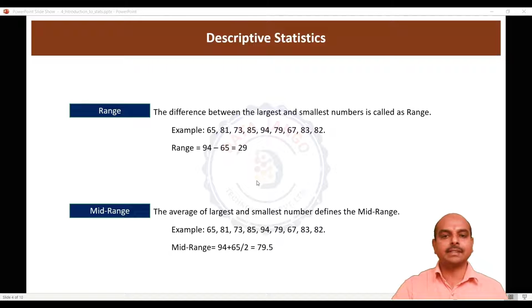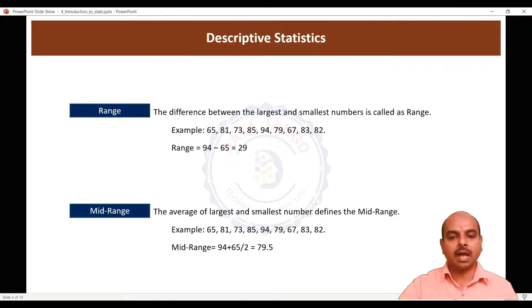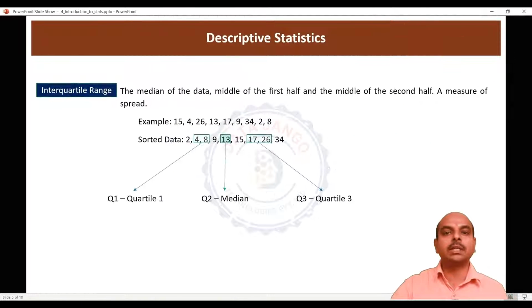So in some cases we may use range and mid-range, and there is another important measure called interquartile range, which is very useful in our data science and machine learning career to identify or notice the outliers. So interquartile range is the measure. So what is interquartile range?